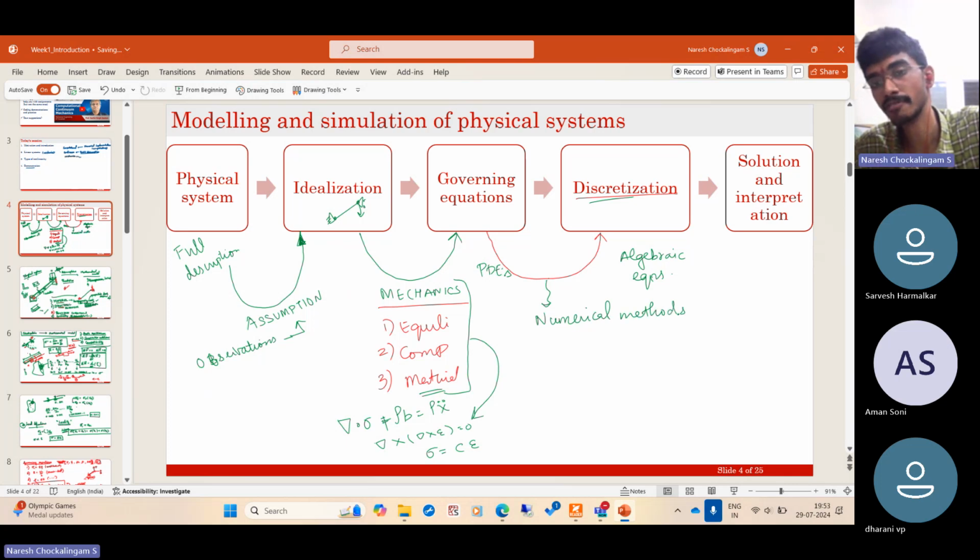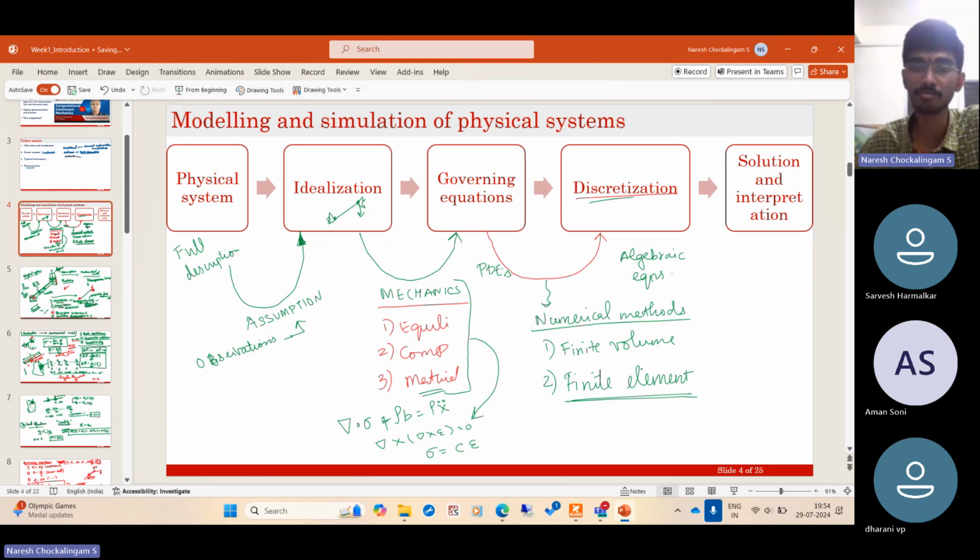So you may be aware of various numerical methods in heat transfer and fluid mechanics. You use finite difference, finite volume method. And by far, the most popular method in solid mechanics is finite element. In this course, computational continuum mechanics, most of these will be implemented by the finite element method. And once you get the algebraic equation, it is nothing but Ax equal to B. You just solve them.